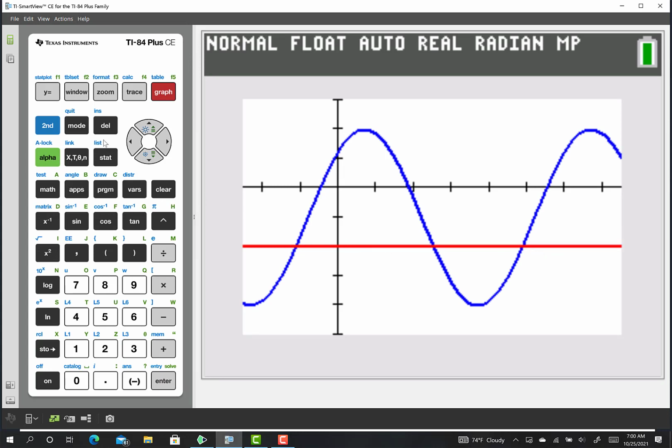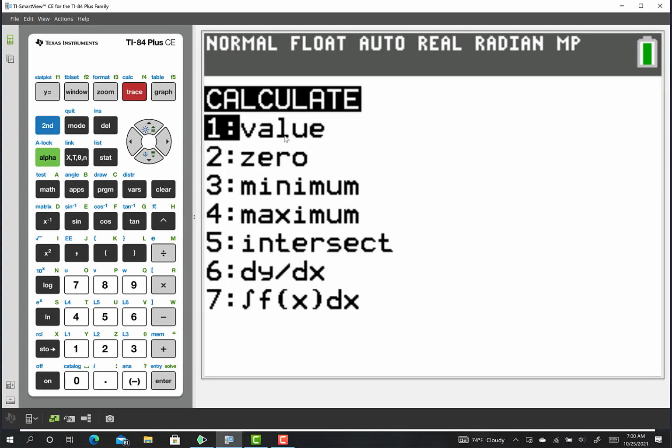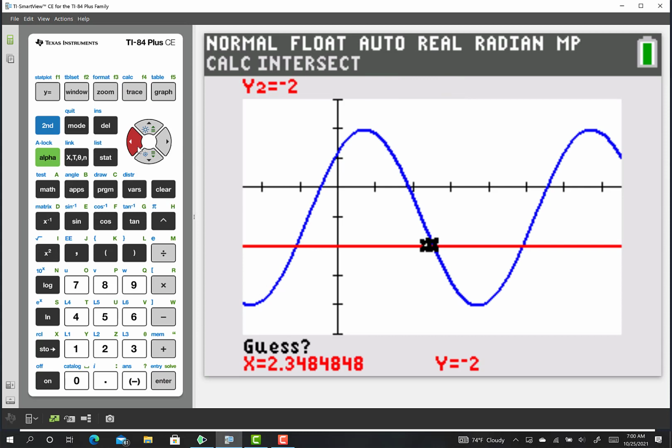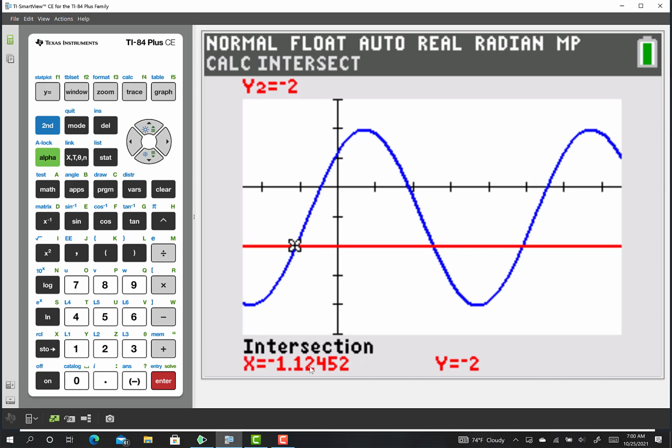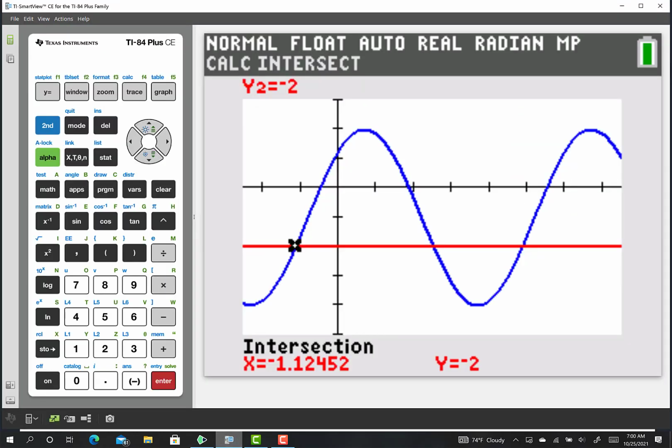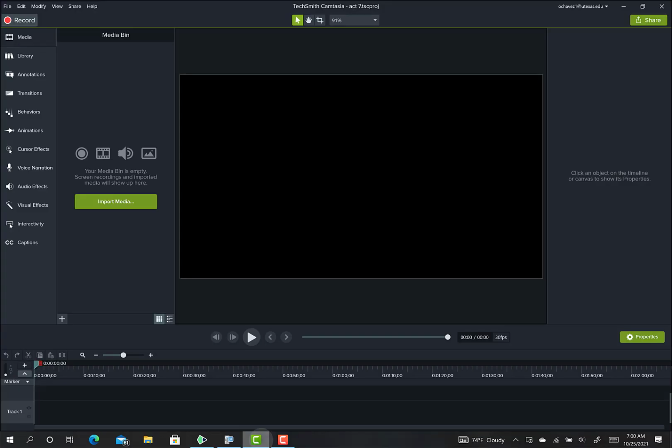So let's start with this one. Second, calculate, number 5. Enter, enter. And then I scroll to the one I want. -1.12452. So let me write that down. So letter B: x equals -1.12452.